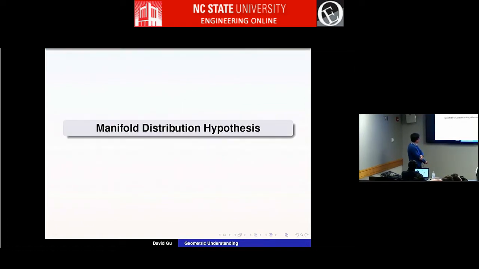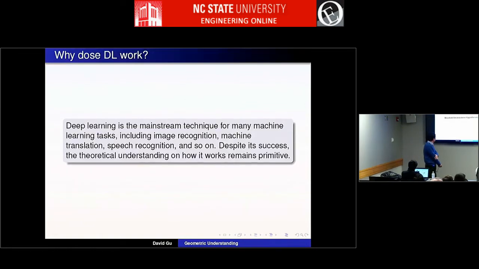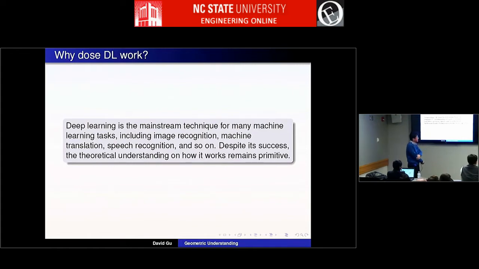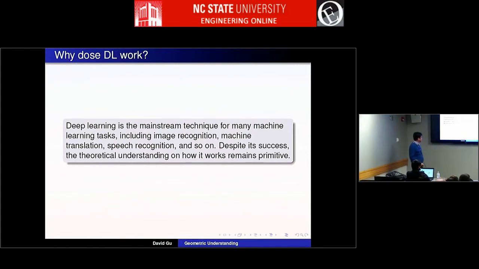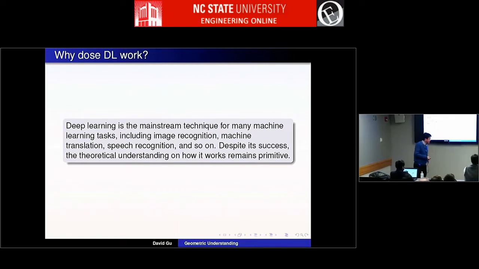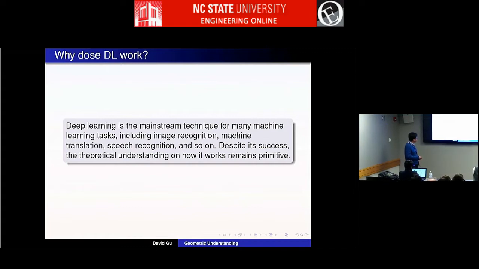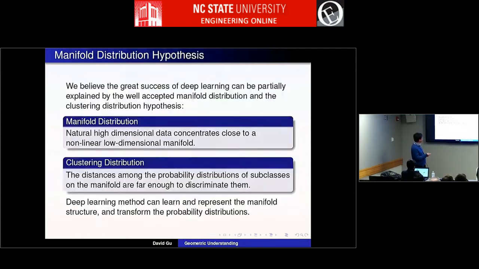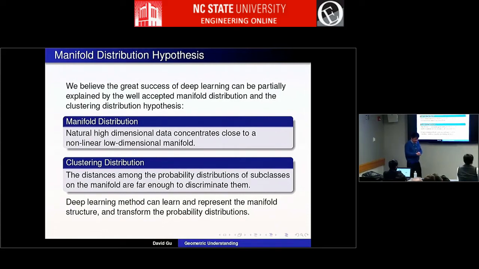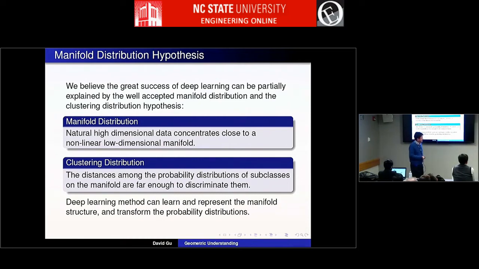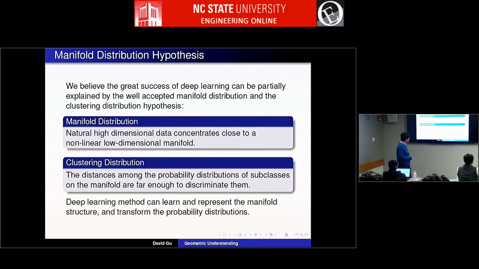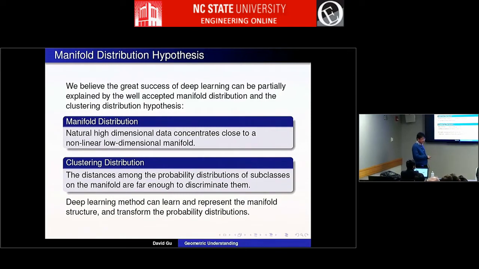So the first part is manifold distribution. We know that deep learning is really successful, but our understanding of deep learning remains really primitive. We believe that the success of deep learning can be partially explained by two well-known hypotheses. One is called manifold distribution. We believe that natural data are distributed very close to a nonlinear low-dimensional manifold in a very high-dimensional data space.